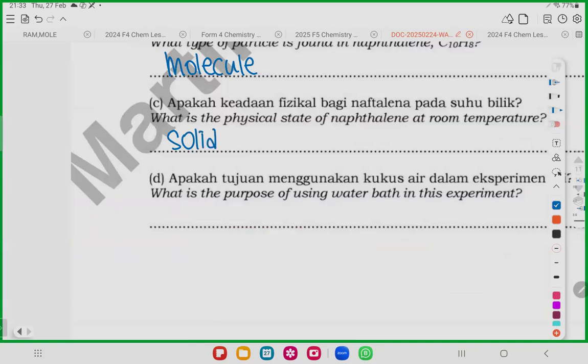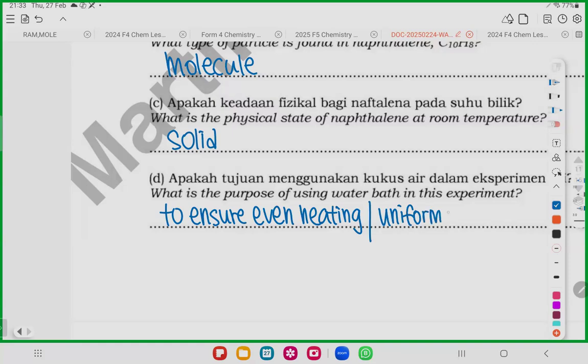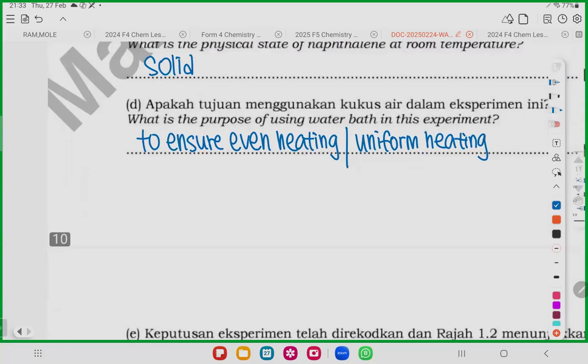What is the purpose of using a water bath? Why do we use a water bath? We know a water bath is used for indirect heating. Why do we want indirect heating? To ensure we have even heating. If you don't want to write the words even heating, you can write to ensure that we have uniform heating. You want the heating to be balanced, to be nice. All right, next one.